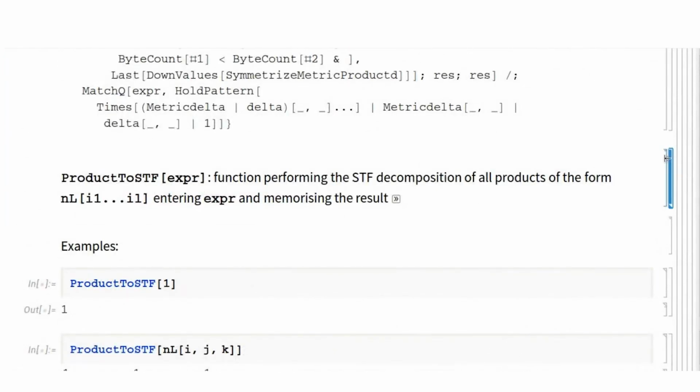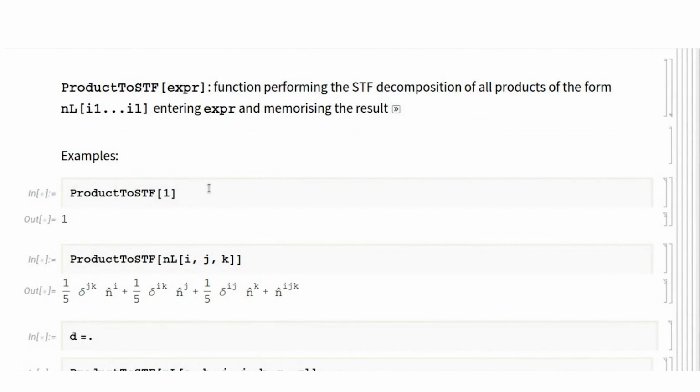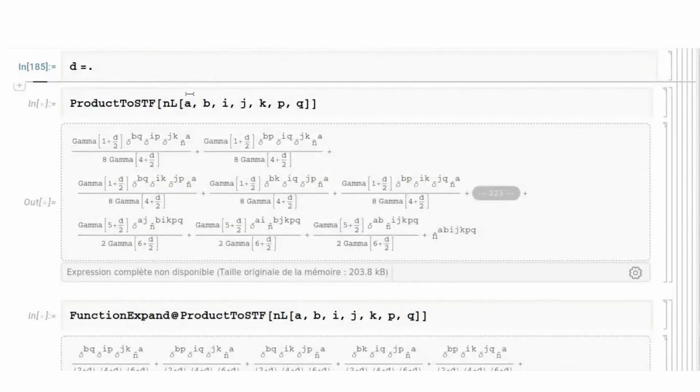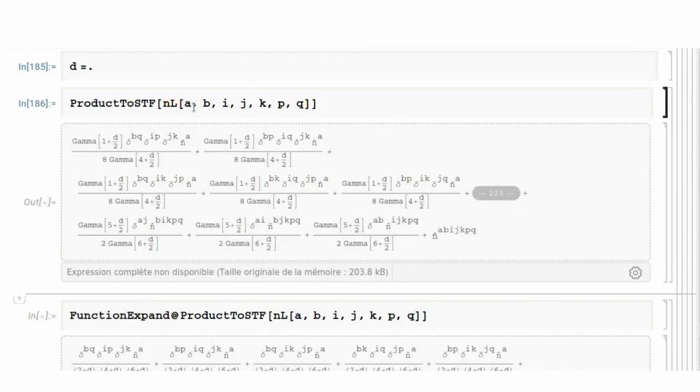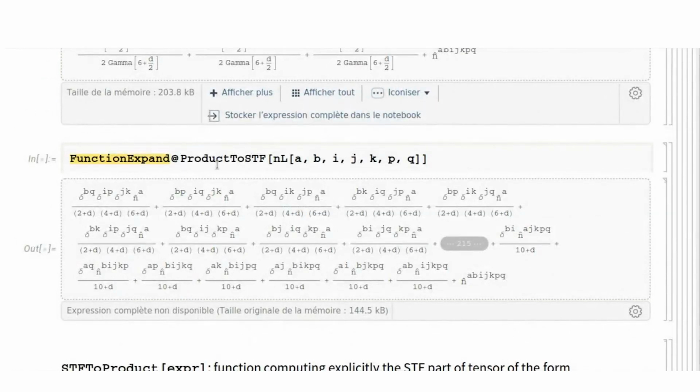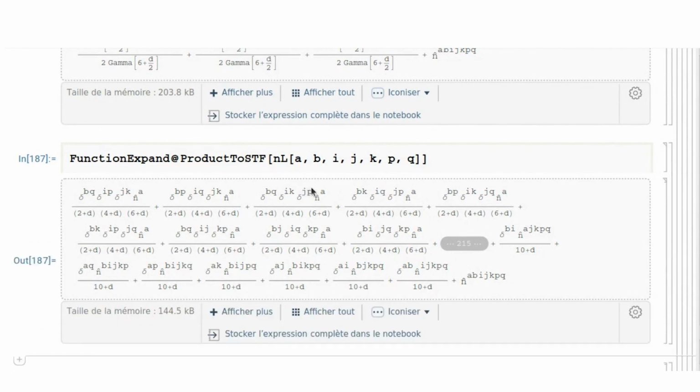Very good. So I can now define a command to transform. So here it's not very interesting, but to transform generally NL into its decomposition in STF quantities, STFN. I can do it in d dimensions actually. So here are the formula in d dimensions. Okay, it's quite fast. More explicitly without gamma functions here.